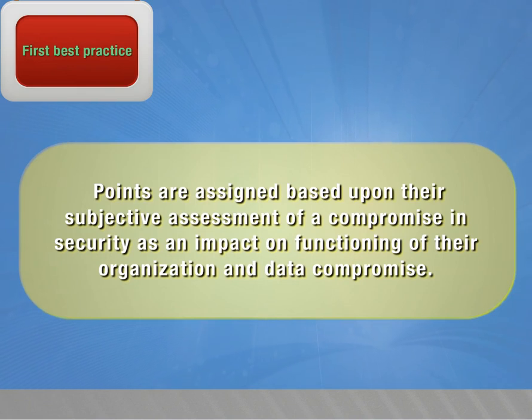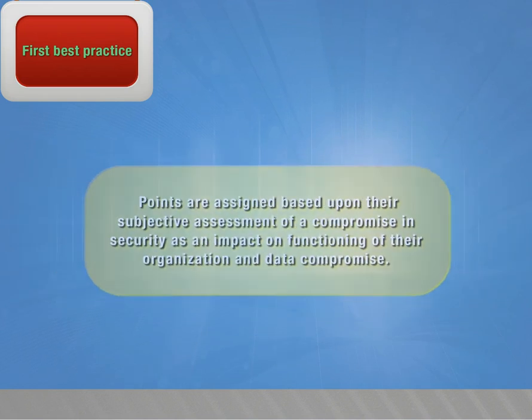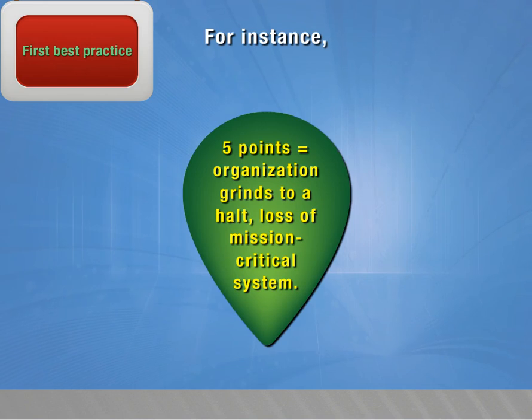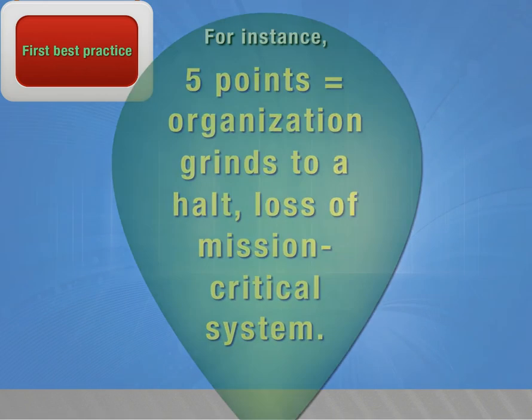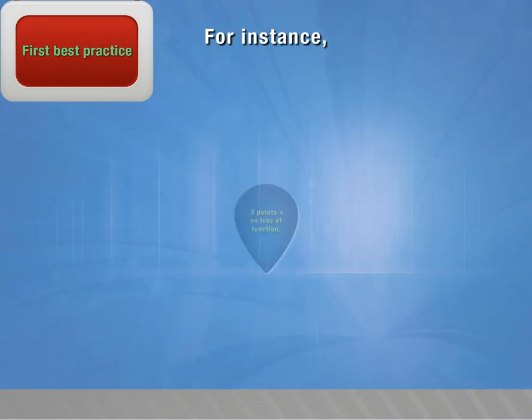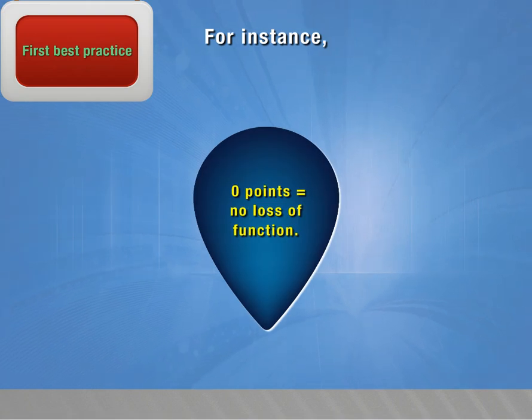Points are assigned based upon their subjective assessment of a compromise in security as an impact on functioning of their organization and data compromise. For instance, 5 points is equal to organization grinds to a halt, loss of mission critical system. 3 points is equal to some applications don't function, loss of non-mission critical systems, but the organization can function. 0 points, no loss of function.